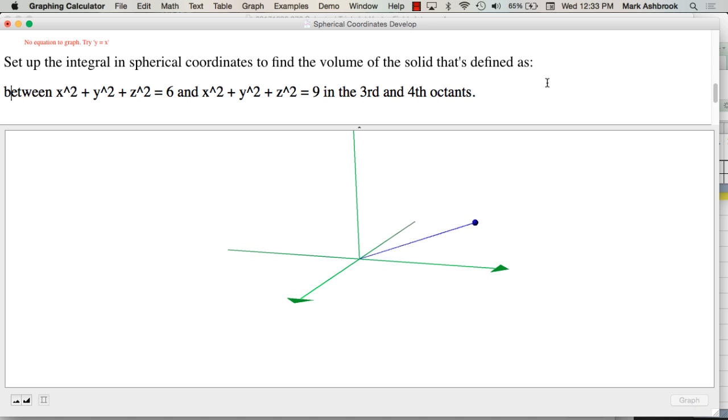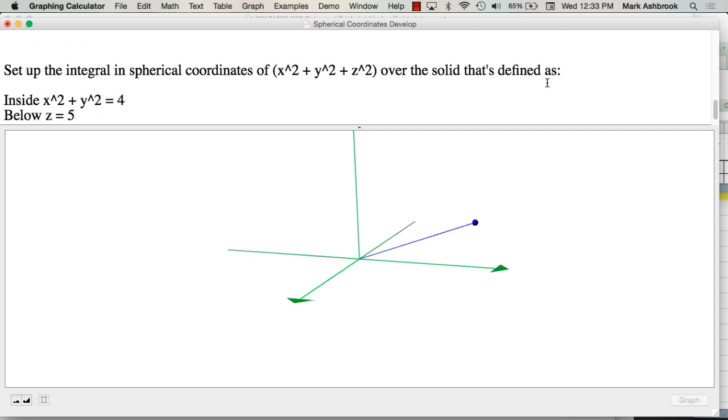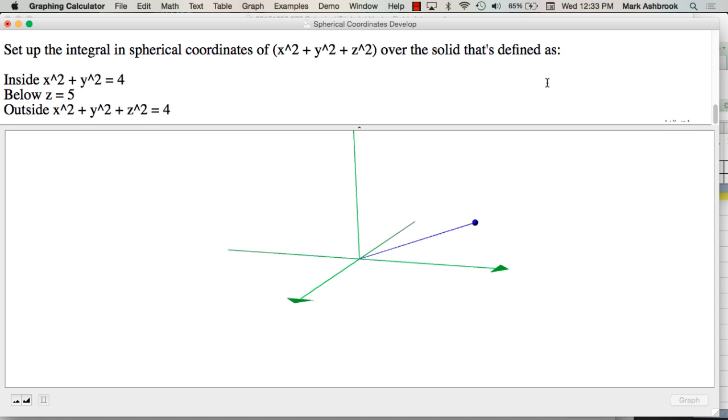But before doing that, look for, see, do I actually have that? Yeah, here you go. So you're going to set up the integral in spherical coordinates. Here's the function f this time. So I'm actually giving you a function f of x, y, z, but you want to set this up in spherical coordinates. So you're going to integrate f over this solid inside x squared plus y squared equals 4, below z equals 5, and outside of x squared plus y squared plus z squared equals 4. I should say above. How about above? Let's say above. There you go.